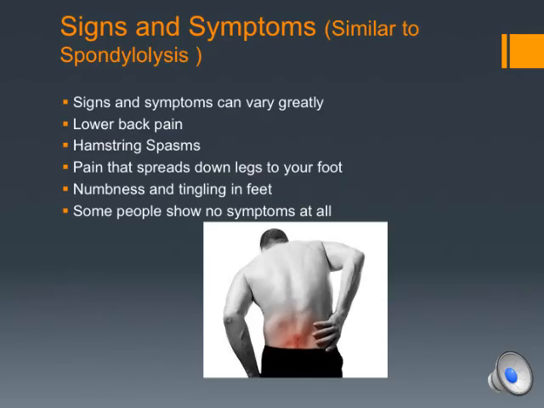The signs and symptoms of spondylolisthesis are similar to spondylolysis. Oftentimes they'll show no signs and symptoms at all. Lower back pain is going to be the most common. Hamstring spasms, pain that spreads down legs and into your feet. And then the big difference between spondylolisthesis and spondylolysis is spondylolisthesis can oftentimes cause numbness and tingling in the feet, which is caused by the compression on the nerves from when the disc actually slipped. Some people show no symptoms at all.